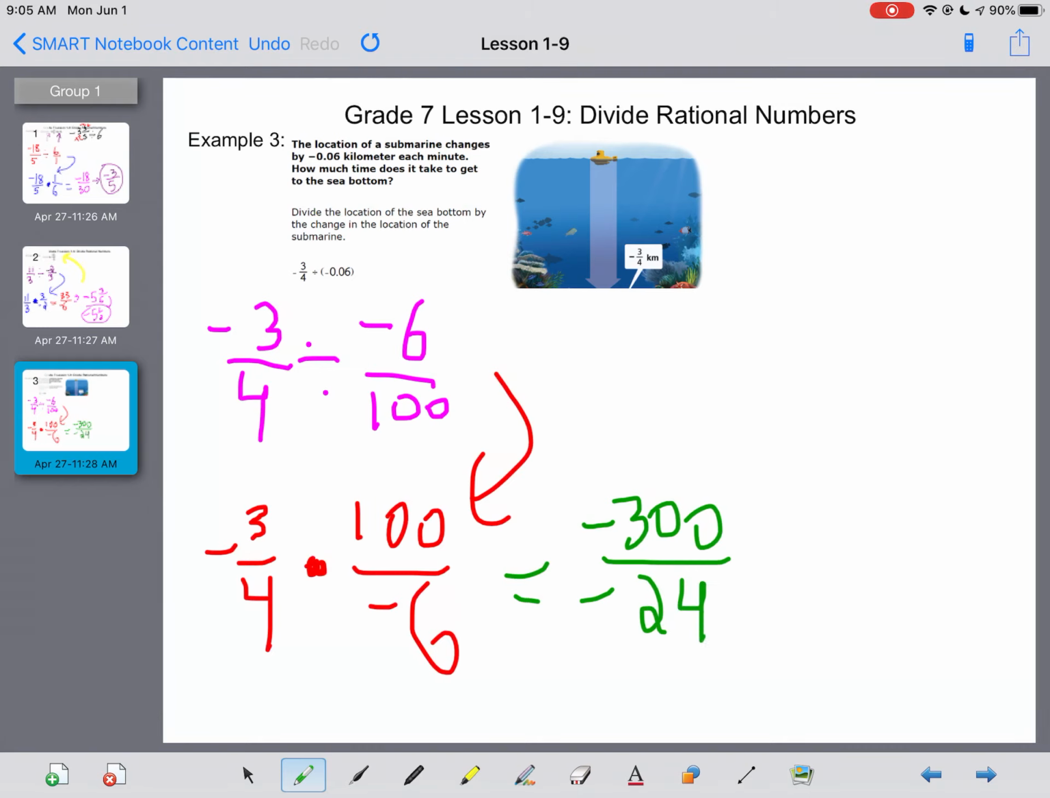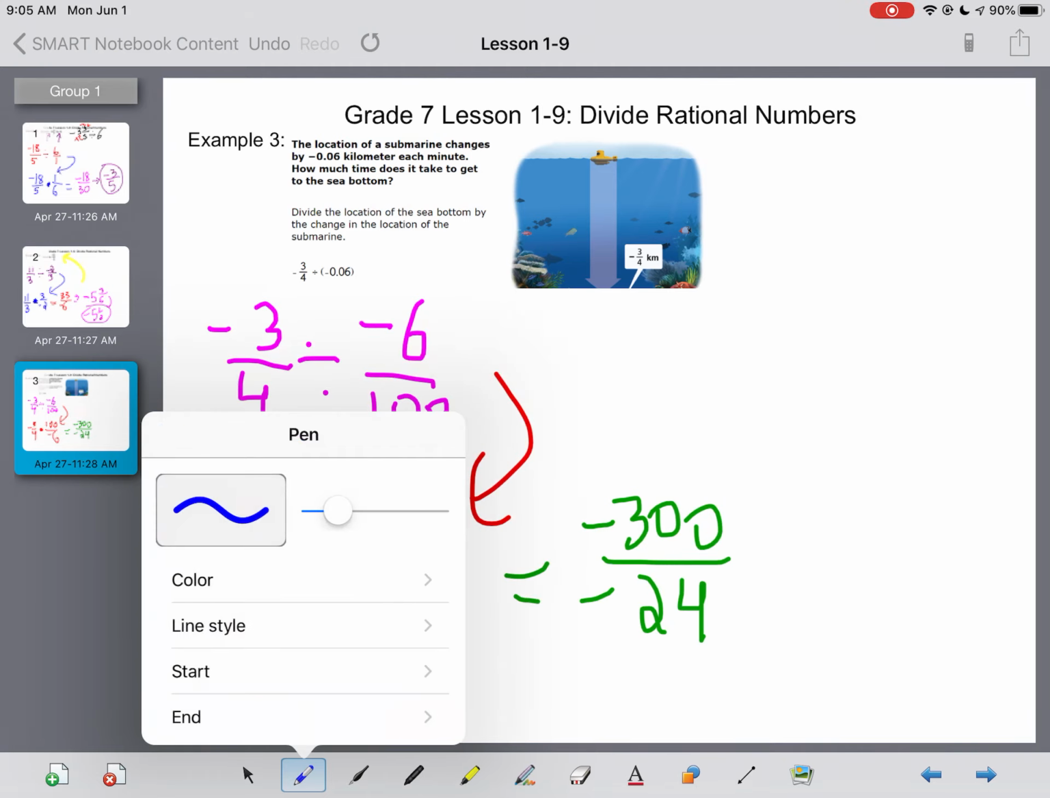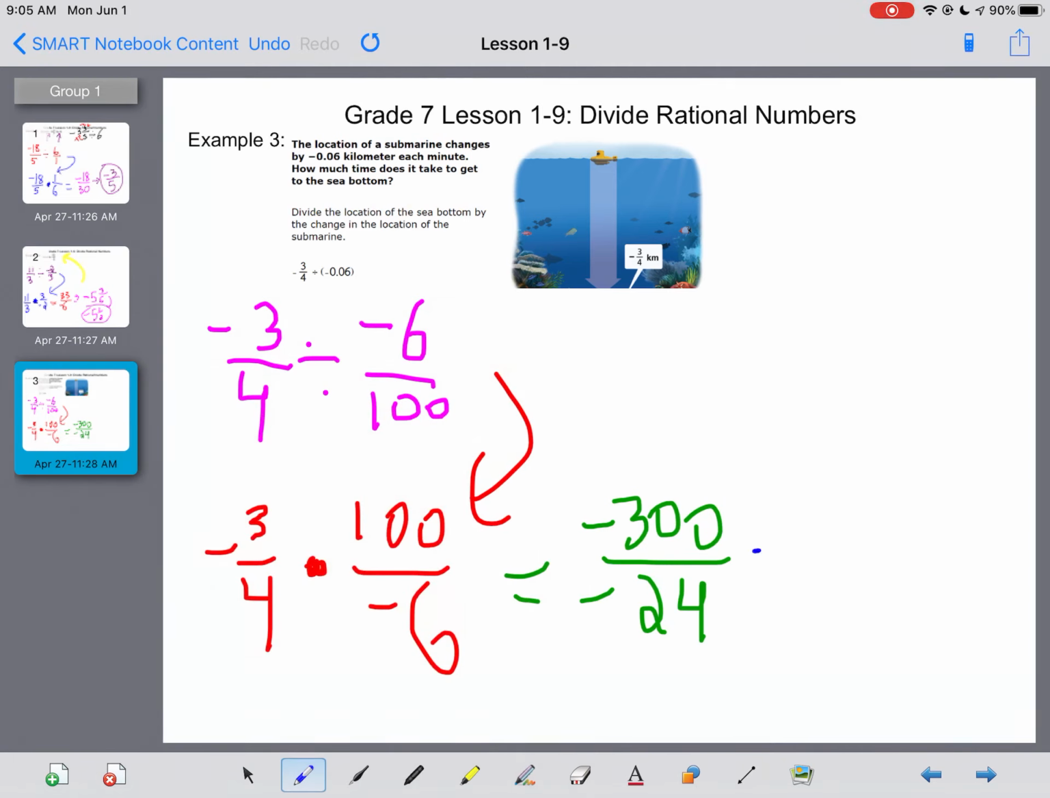So because my final two answers both have negatives, they're actually going to cancel each other out, or negative divided by negative. I actually know my answer is going to be a positive. And it's a little difficult to arrive to the answer here, but I know the answer is going to be positive.